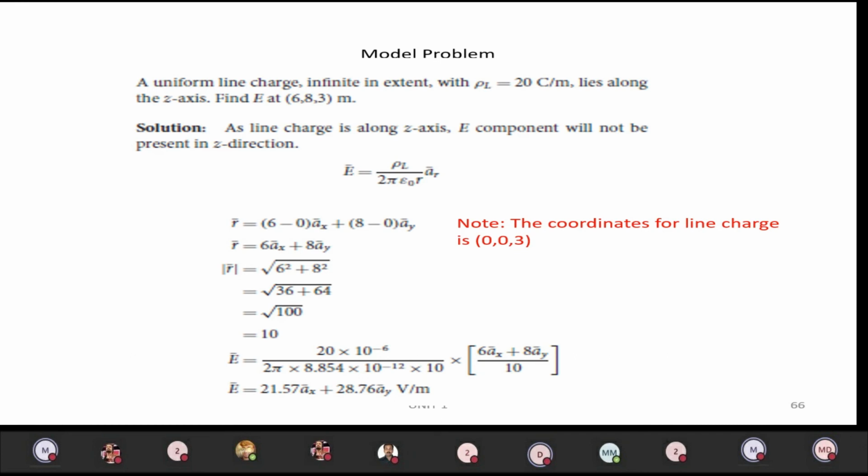Now we have to find the electric field: rho L by 2 pi epsilon R into AR vector. What is rho L? The rho L value is 20 microcoulomb, so 20 into 10 power minus 6 divided by 2 pi epsilon naught, 8.854 into 10 power minus 12, times R value 10, then the vector by modulus of that vector. If you substitute, you will get the electric field, and the normal electric field also we can get if you take the modulus. So this is about the electric field due to an infinitely long conductor.